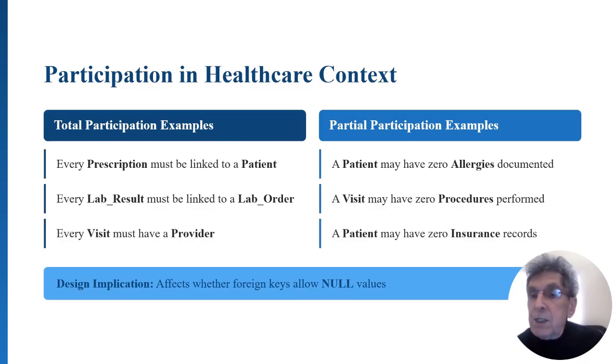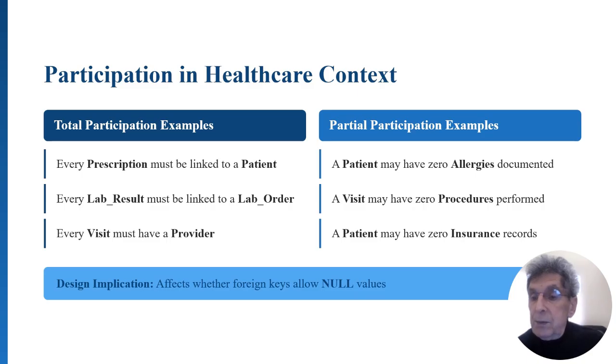Let's apply participation constraints to healthcare scenarios. Total participation examples. Cases where the relationship is mandatory. Every prescription must be linked to a patient. A prescription without a patient is meaningless. Every lab result must be linked to a lab order. Results don't appear out of nowhere. They come from ordered tests. Every diagnosis must be linked to a visit. A diagnosis is assigned during a visit.